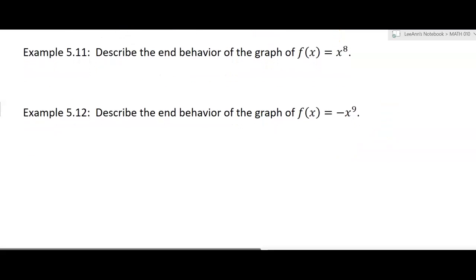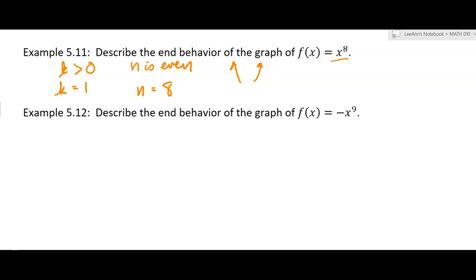Describe the end behavior of the graph 1x to the 8. Well, k is greater than 0 because it's 1. K equals 1, and that's bigger than 0. And its n is even because n is 8. So it's like a parabola, meaning it's going to go up this way and up this way.